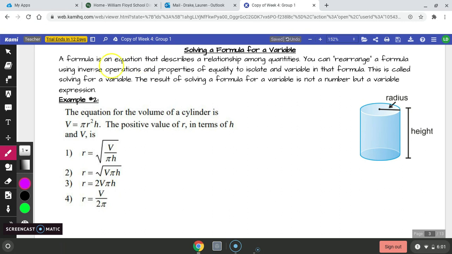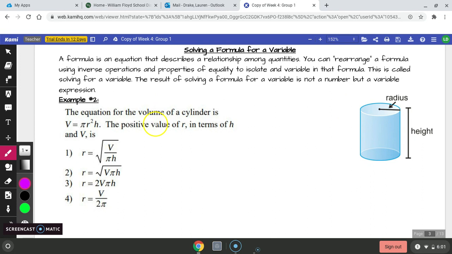Okay, so the first example is for the volume of a cylinder. This formula can be found on your formula sheet or your reference sheet that you get on the day of the Regents, and you'll get anytime you take a test or quiz. So this is the formula for the volume of a cylinder. So you have your picture of the cylinder over here.